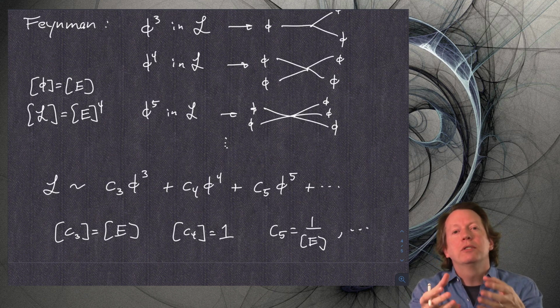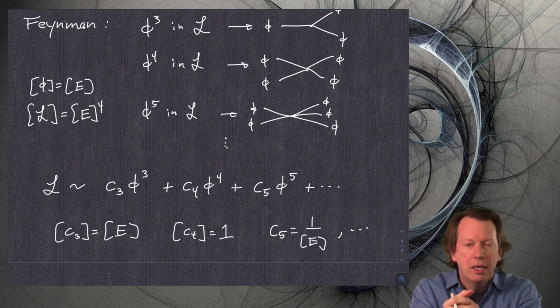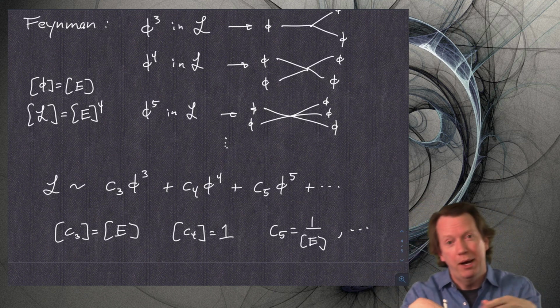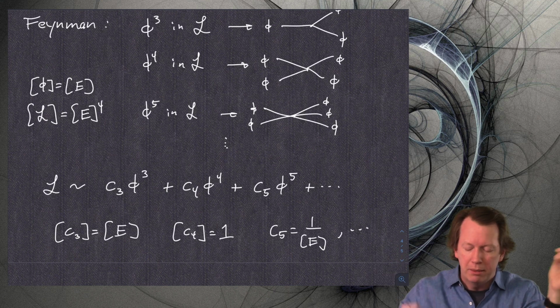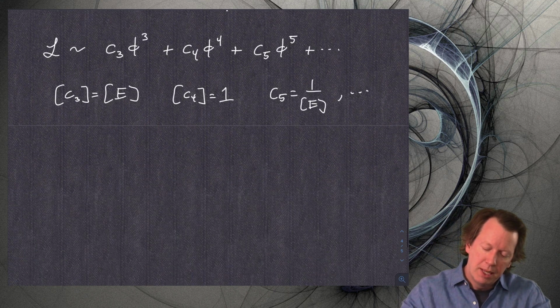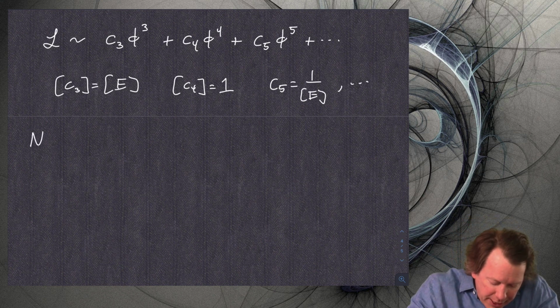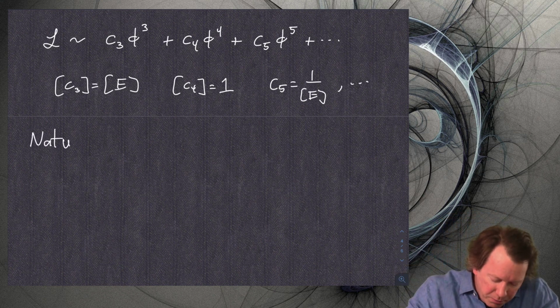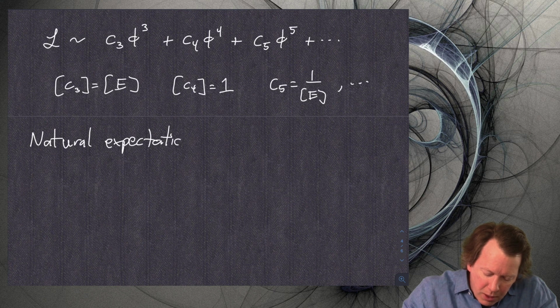As you get to larger and larger powers of phi in your interaction Lagrangian, you get coupling constants that are larger and larger negative powers of the energy. That's just a fact. It's very natural. It's going to make dimensional analysis work out. Why do we care? Well, because there's a natural expectation. And here's where we begin to wave our hands a little bit, but it's a good way of hand waving. The natural expectation is the following.